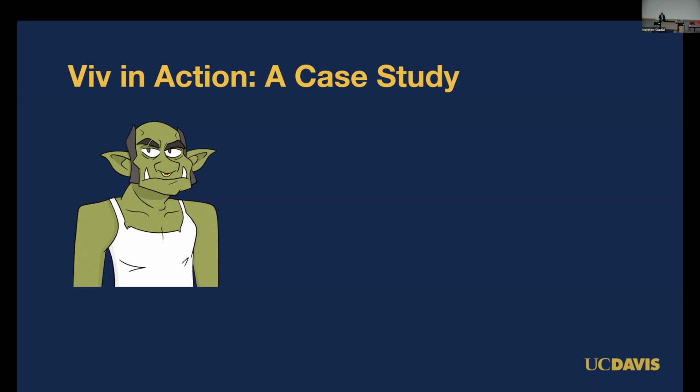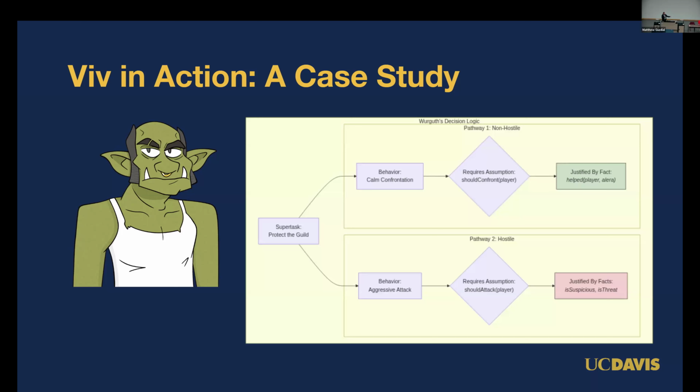And as you can see on this particular diagram, the single goal can lead to very different behaviors. There is more than one way to protect the guild. Like calmly confronting the player for a peaceful dialogue, or, yeah, sure, maybe going in for a hostile attack to eliminate a threat. Crucially, each of these behaviors is gated by a set of logical assumptions. These are logical propositions that his internal monologue must be able to justify. And those justifications come directly from the player's actions, which add new facts to his knowledge base.